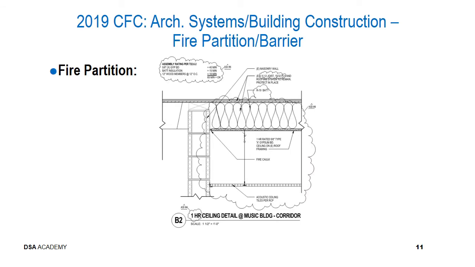Fire partitions are often used for the construction of rated egress corridor systems. In this detail, a 1 hour ceiling assembly is reflected. Note that this assembly has been prepared per Building Code Section 722.6.2 and consists of a prescriptive assembly.